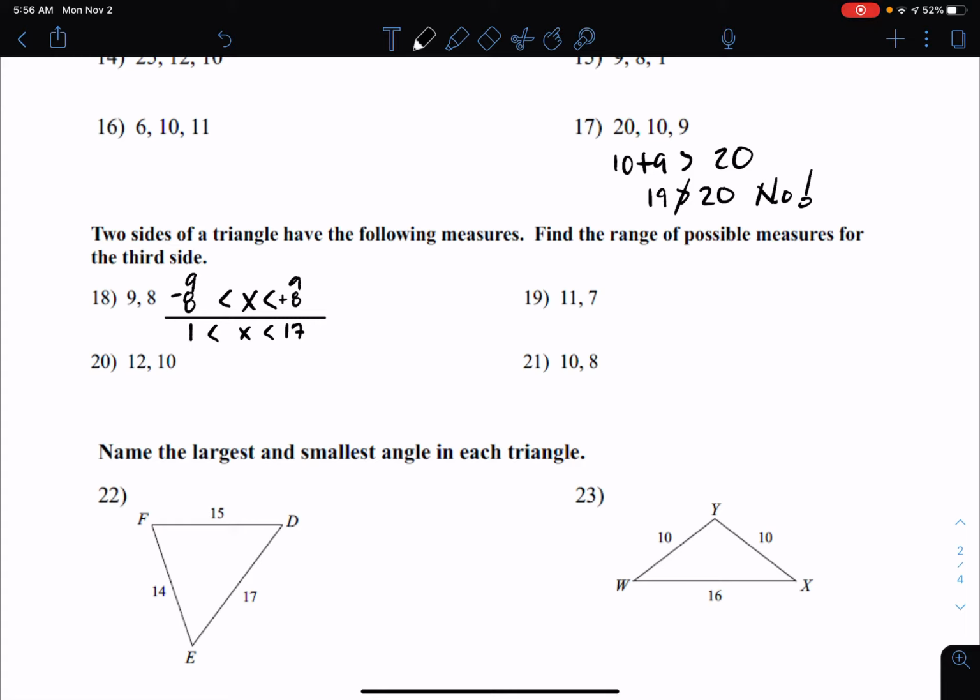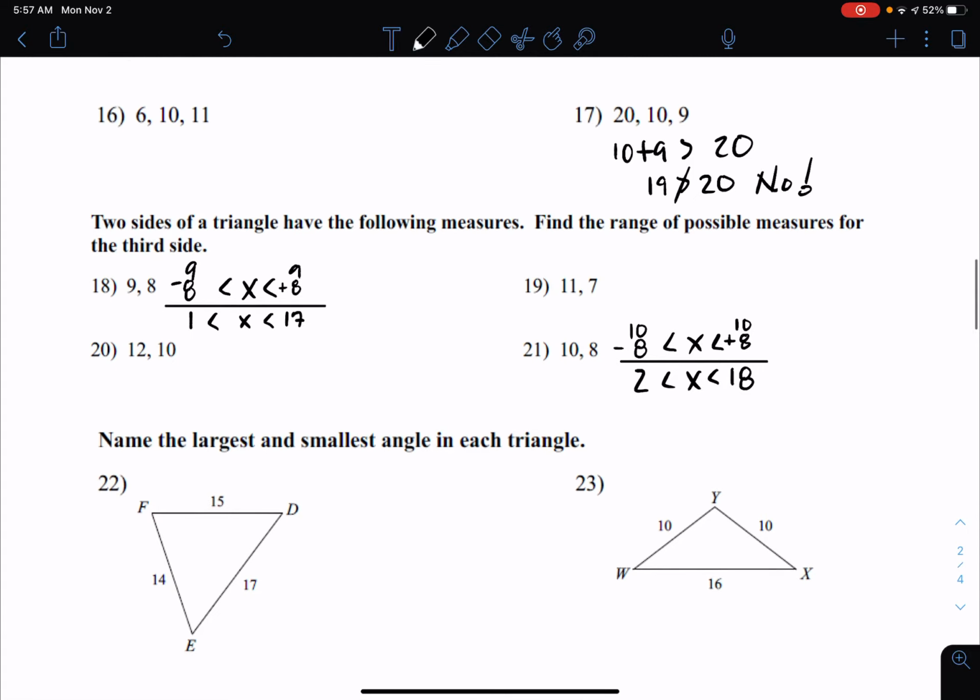Let's do number 21. I'll let you do 19 and 20. Again, you put x in the middle, draw your little symbols. On the left side, you do the subtraction, so 10 minus 8. On the right side, you do your addition, 10 plus 8. All right, and what do you get? 10 minus 8 is 2, and 10 plus 8 is 18. So x is between 2 and 18. I believe you guys can do 19 and 20 for sure.